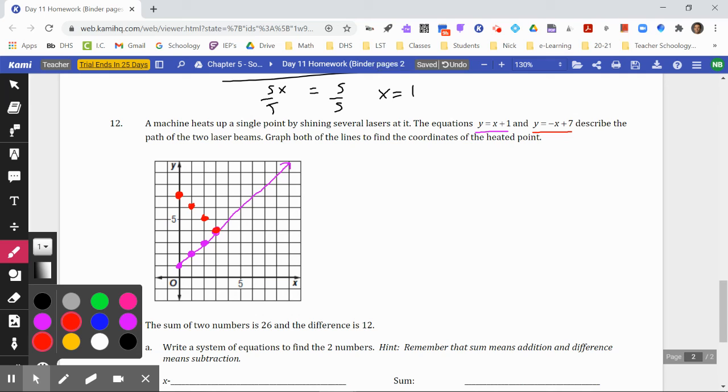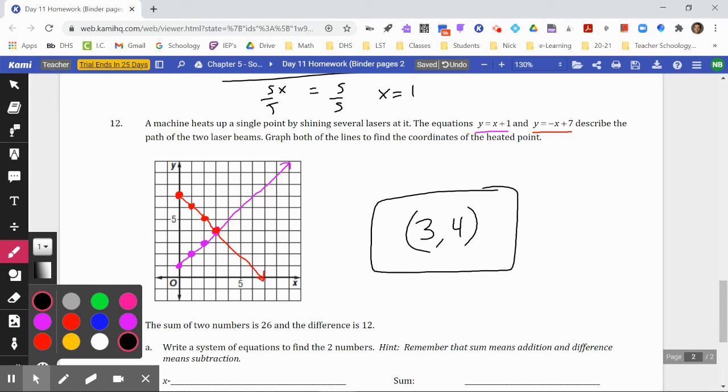And we will have a solution here, right? That's where my 2 lines intersect. And that solution is going to be 1, 2, 3, comma, 1, 2, 3, 4. All right, so if it's a graph and it's asking us to find the coordinates of the heated point, then we can give an answer as an ordered pair of 3, comma, 4.